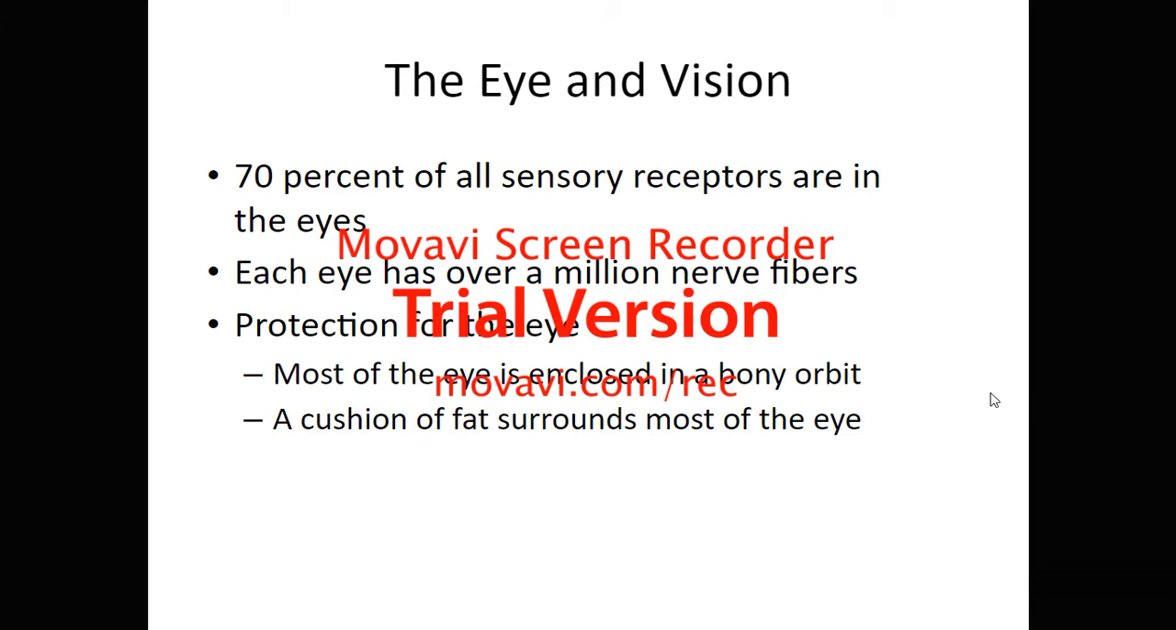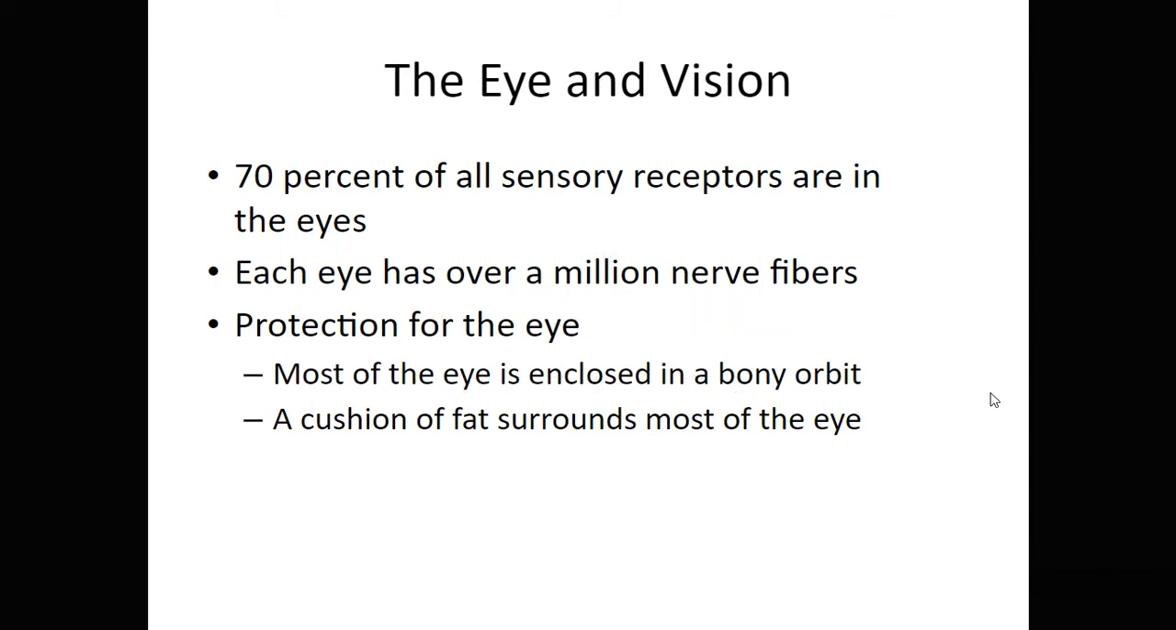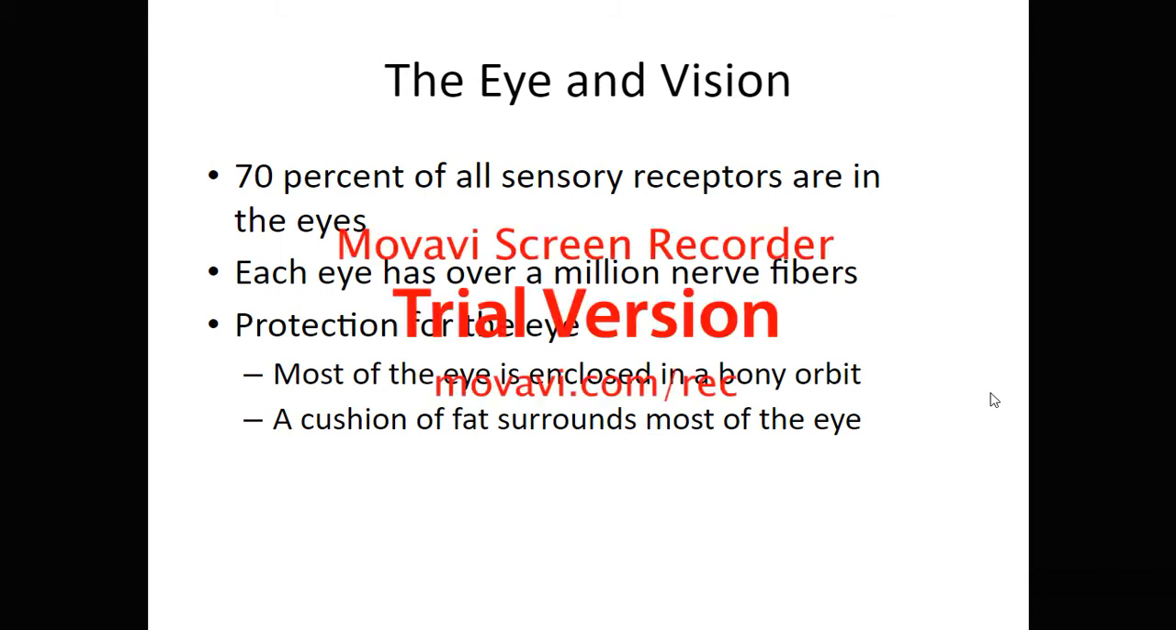So make sure you do your lab manual pages 351 to 361, and make sure you do the review sheet exercise 23, and that will help you with labeling the structures of the eye so you know all of that information too.